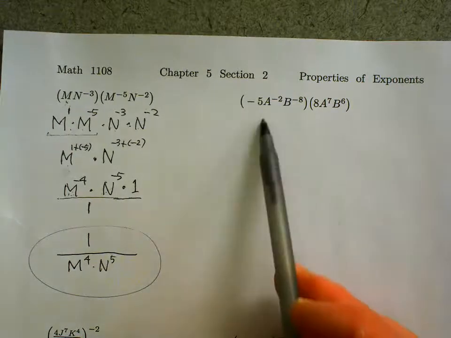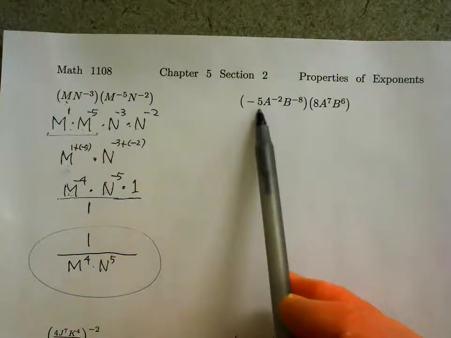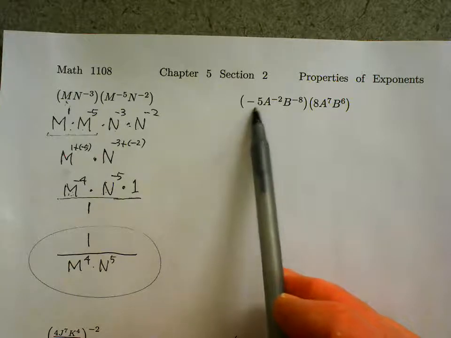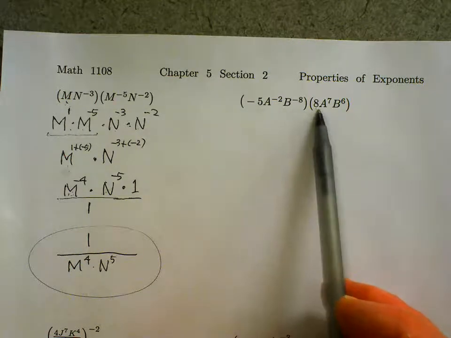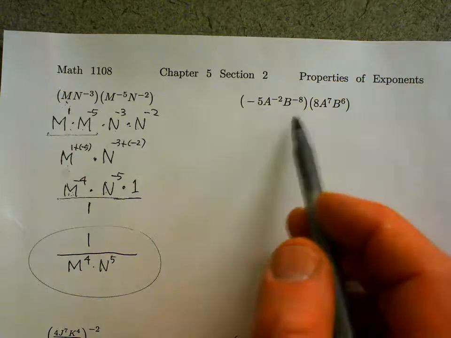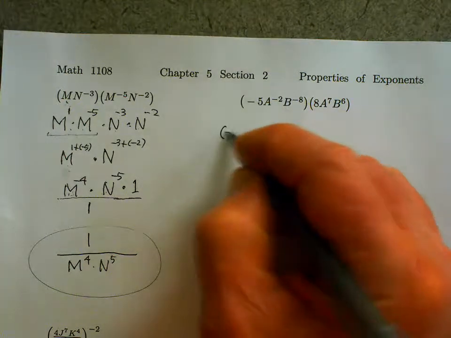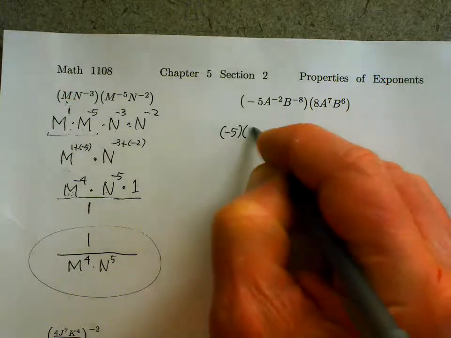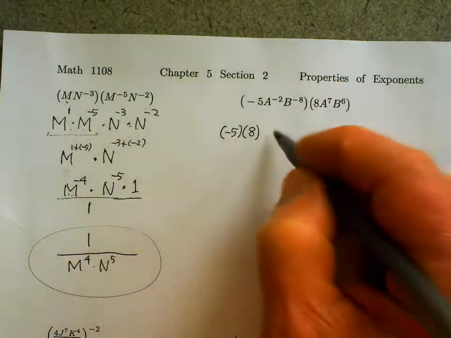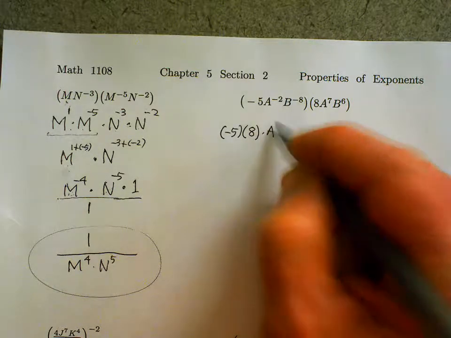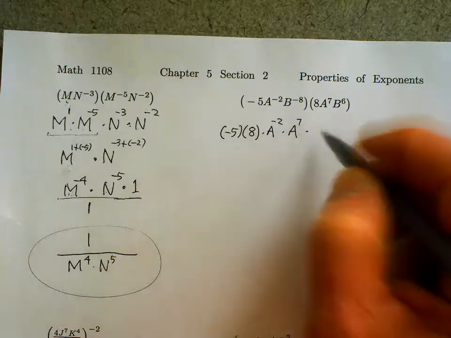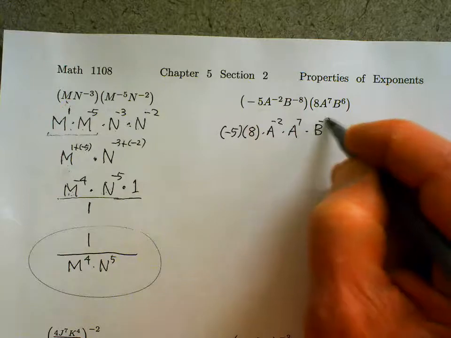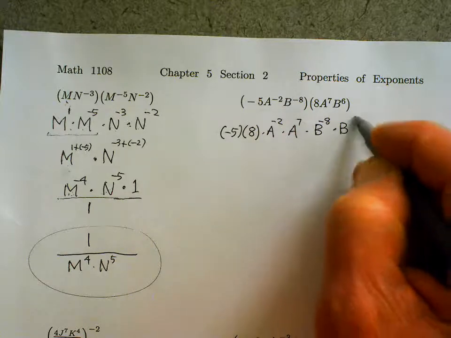Okay, the next one is similar. This time we have a coefficient of negative 5 in this term on the left and a coefficient of 8 in the term on the right. So if we rearrange terms, we'll write negative 5 times positive 8 times a to the negative 2 times a to the 7th times b to the negative 8 times b to the 6th.